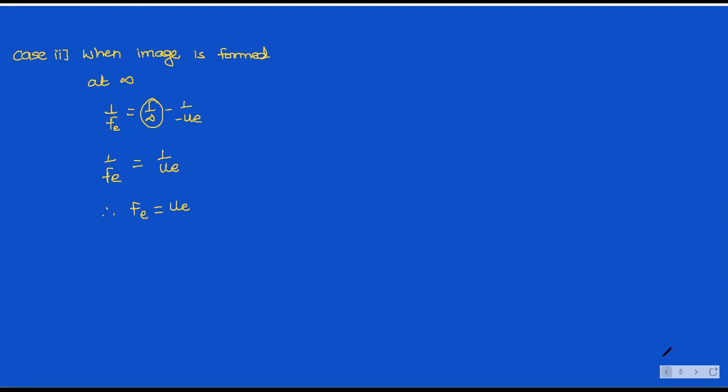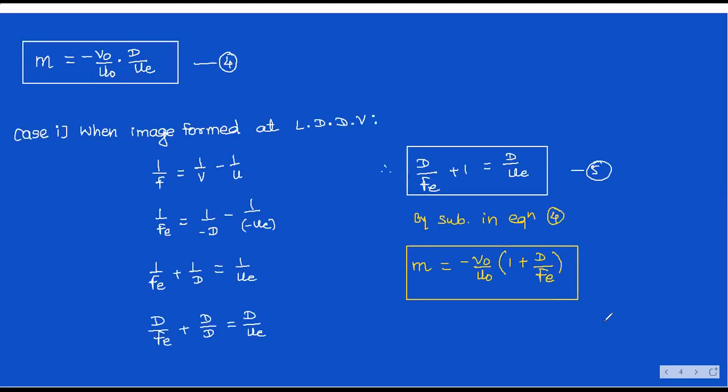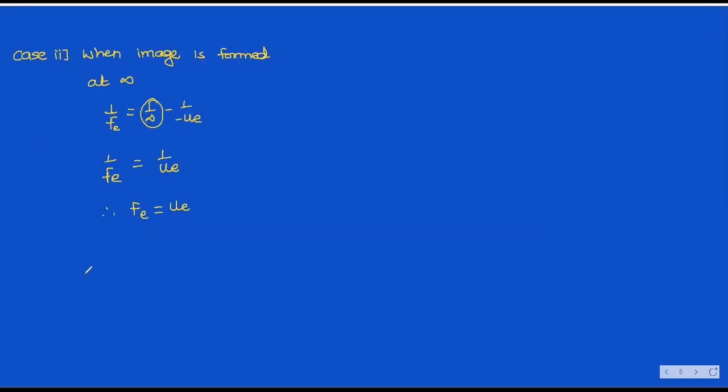So if we substitute fe is equal to ue in this formula, what do you get here? D by ue, no? Yes or not? So D by ue plus 1 is equal to what? This only, right? So in this case the magnification formula is M is equal to minus V naught by U naught into D by F. This is the magnification you get in this case.